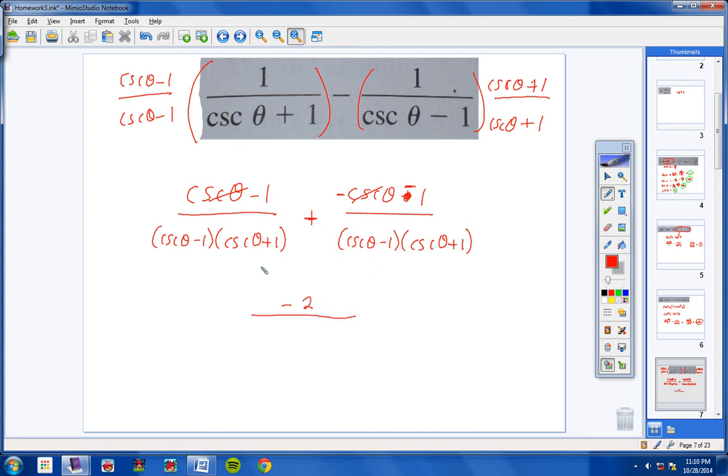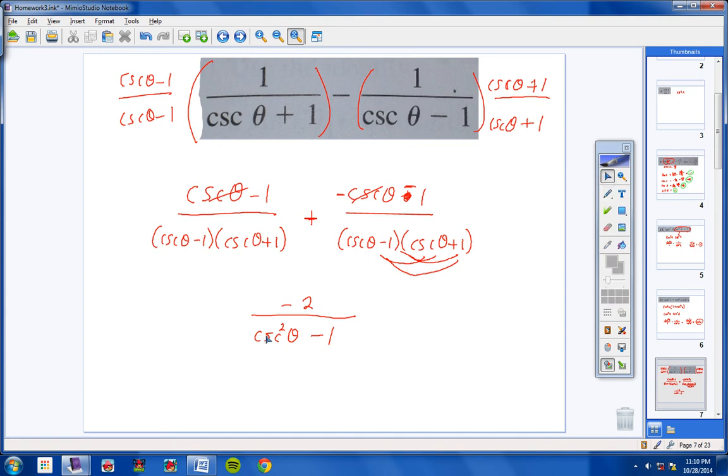Now, your common denominator, if you multiply these two together, take cosecant theta times cosecant theta times 1, negative 1 times cosecant, negative 1 times 1, you'll get this right here. Cosecant squared theta minus 1. All right? Now, we're doing really well, okay? However, there's a substitution I can make for cosecant squared theta minus 1. And that substitution is cotangent squared.